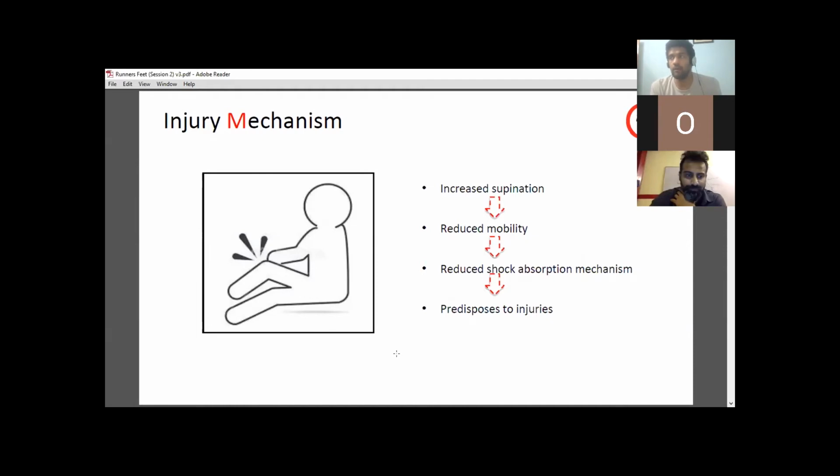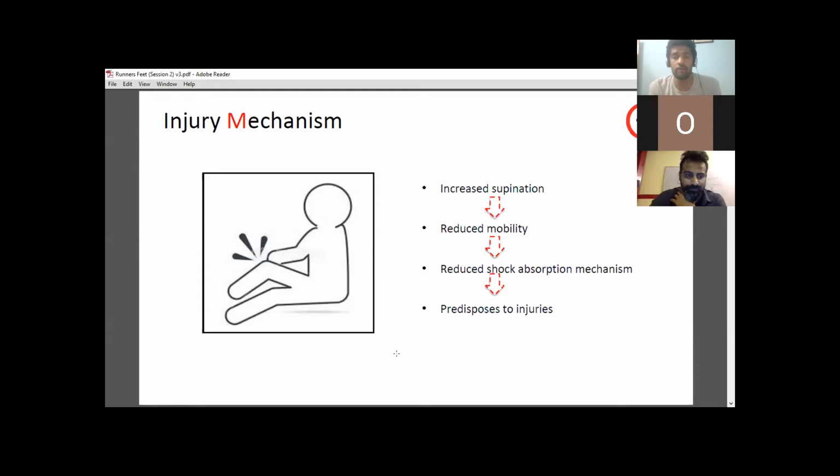Even though we say supinated people are supposed to have a very fast takeoff, I don't know, it's not that evident though.